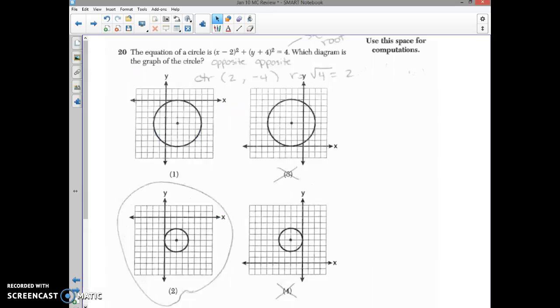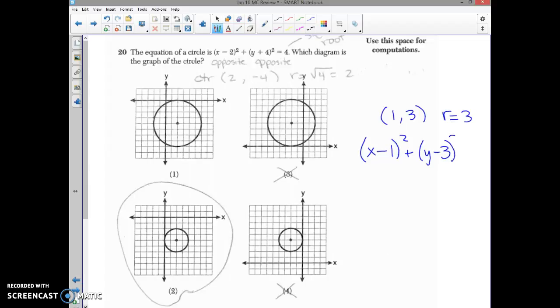So this problem is the opposite of number 10. Number 10, we were given some sort of center, and we were given a radius, and we needed to recognize that you take the opposite of the x value and the opposite of the y value, and you square the radius. So here it's just the same type of thing, only written backwards. Instead of starting with a point and the radius, we're starting with the equation.